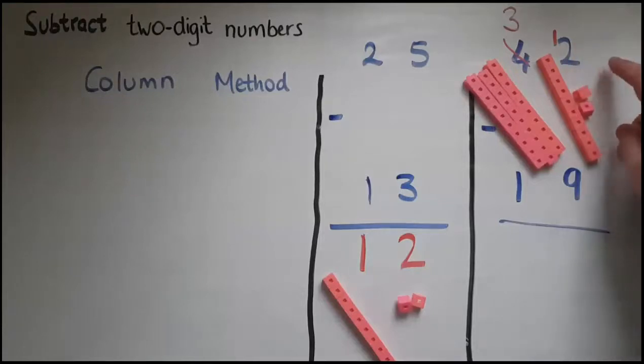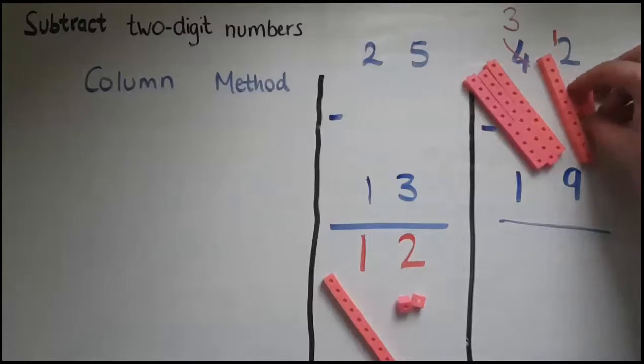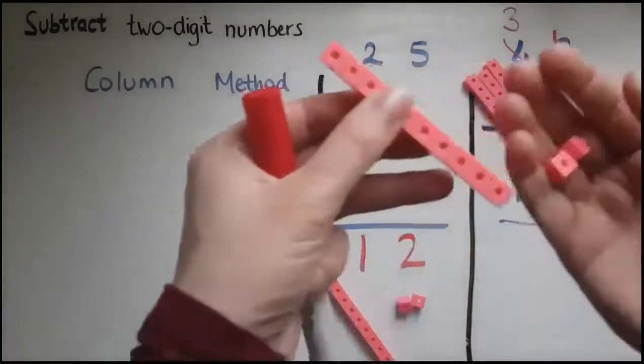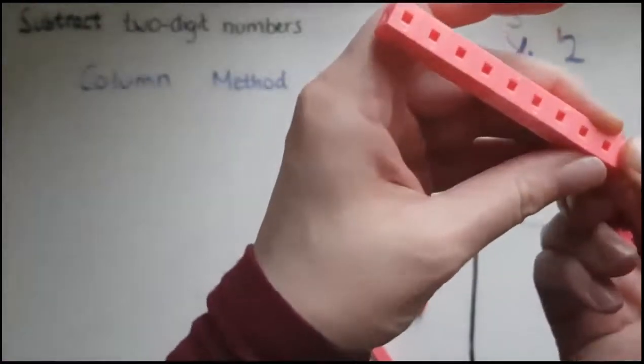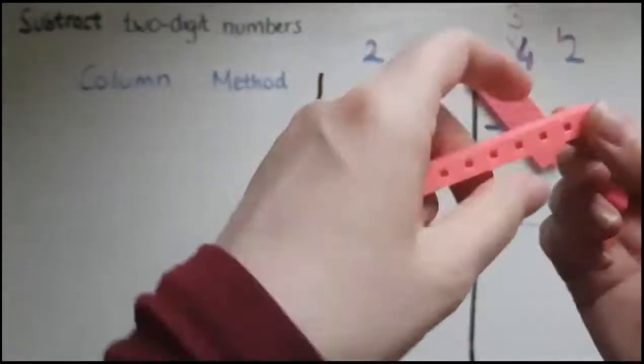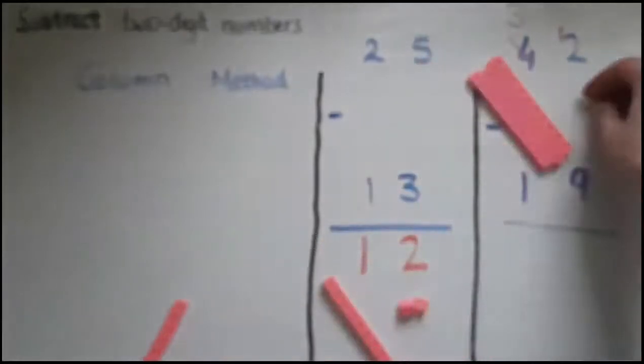So now from the 12 we can take away 9. So we have 12. This one in itself is 10. So if I remove one of these, that means I'm taking away 9 and there is 1 left, 2, 3.